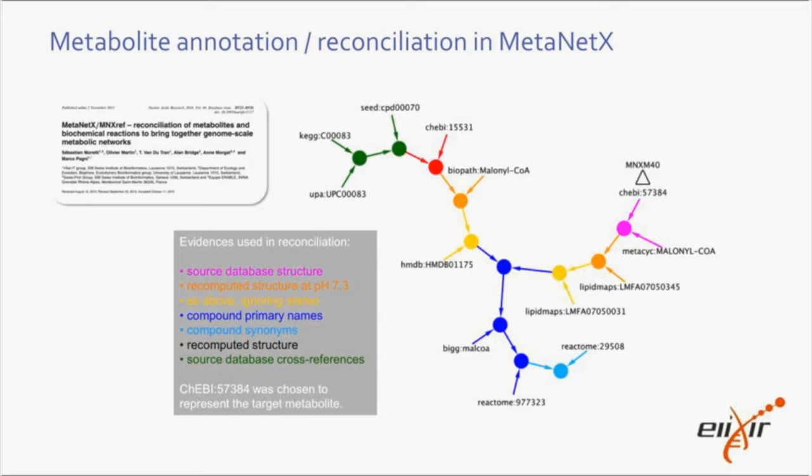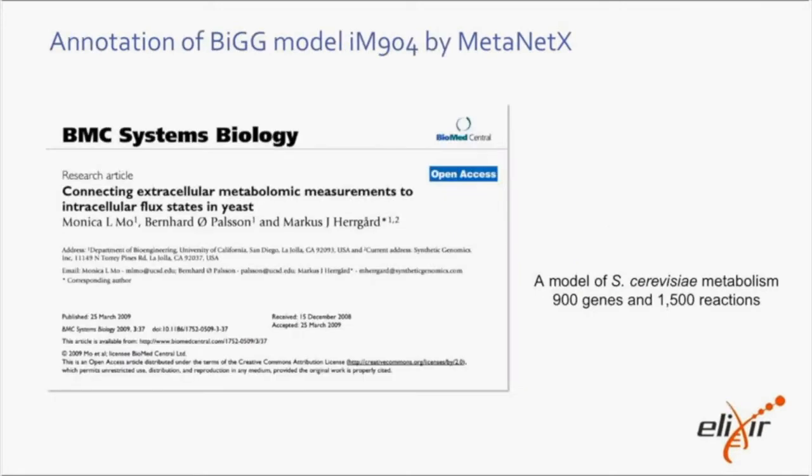Okay, so because this reconciliation process includes resources, ontologies like ChEBI, and also the namespaces used in modeling platforms, it provides a way to bridge metabolic models and commonly used ontologies and knowledge bases. Okay, so to illustrate this, I'll just show you how a model is annotated in the MetaNetX pipeline.